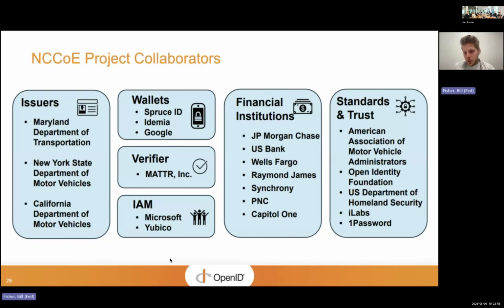So we have several states that are working with us as issuers, providing us actual credentials into digital wallets. We have several wallet providers that are working with us, as well as Matter, who I already mentioned as the verifier in this project. One big thing that we have a focus on for this project is that the implementation for mobile driver's license and other verifiable digital credentials does not end at the verifier, right? So we typically talk a lot about this wallet and or holder, the issuer, and the verifier as sort of this three-legged stool or triangle that is the pillar of this ecosystem.